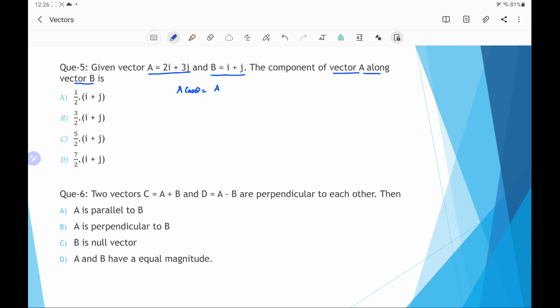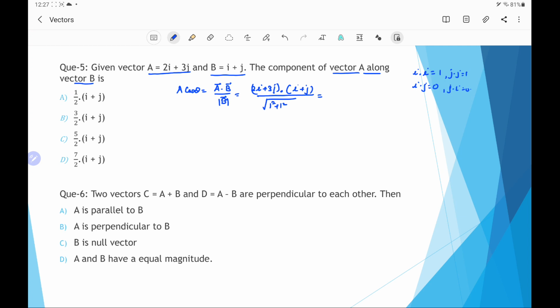And we can write it as vector A dot vector B divided by the magnitude of vector B. Vector A is 2i plus 3j dot vector B, which is i plus j, divided by the magnitude of vector B. The coefficients of i and j are 1 and 1, so we can write it as root of 1 square plus 1 square. And now taking the dot product, we know i dot i equal to 1, j dot j equal to 1, i dot j equal to 0 and j dot i equal to 0.